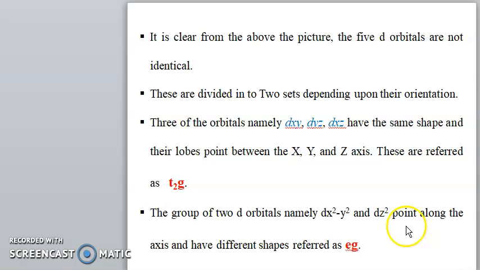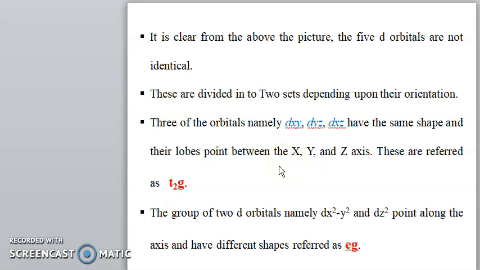dz square are on different axes and have different shapes. So these two, dx square minus y square and dz square, are referred as the EG orbitals. These two orbitals are the EG orbitals, and dxy, dyz and dxz, these three orbitals form one set, and they are referred as T2G orbitals. This is most important.